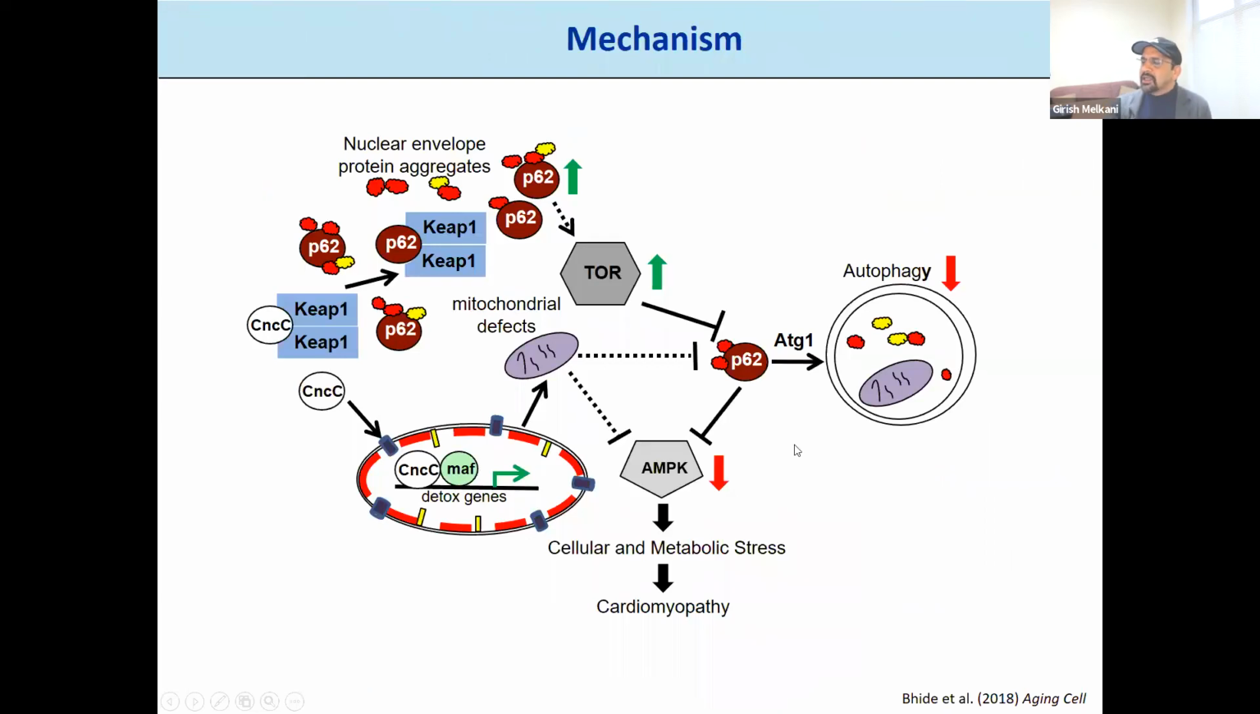So if you want to understand how this is all happening, these nuclear envelope protein aggregates lead to upregulation of P62, and P62 binds with KEAP1. KEAP1 is supposed to bind with NRF2, which in fly is called CNC. Now NRF2 cannot bind with KEAP1 because KEAP1 is non-specifically binding with P62. So NRF2 is released in the cytoplasm, where it binds with detox genes, and that leads to mitochondrial defects and all that. We have even shown that if we overexpress ATG1, we can activate autophagy and remove all that. Downstream, it leads to inhibition of AMPK, which causes cellular and metabolic stress and cardiomyopathy.